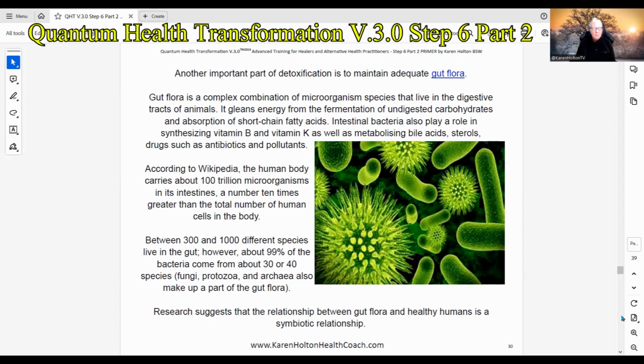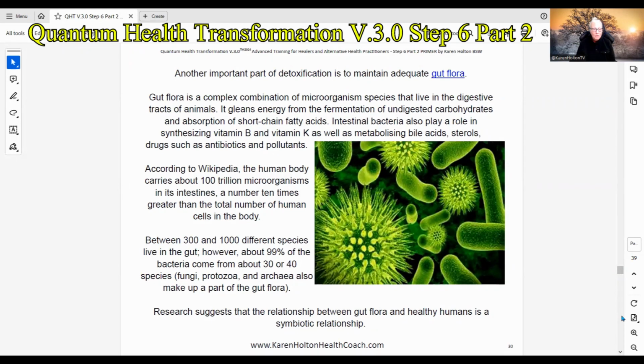Gut flora is a complex combination of microorganism species that live in the digestive tracts of animals, including us. It gleans energy from the fermentation of undigested carbohydrates and absorption of short-chain fatty acids. Intestinal bacteria also play a role in synthesizing vitamin B and vitamin K, as well as metabolizing bile acids, sterols, drugs such as antibiotics and pollutants.